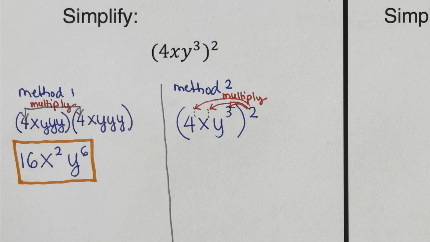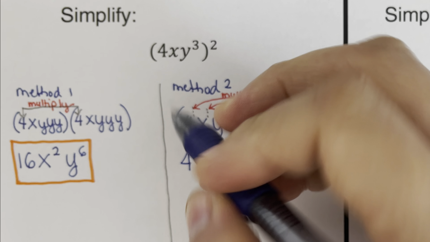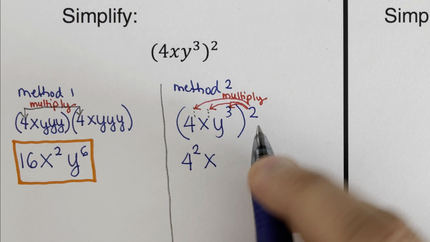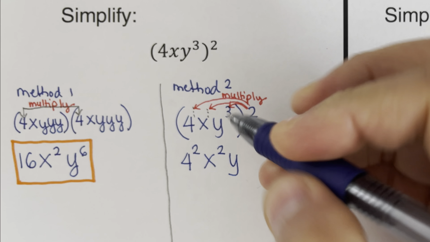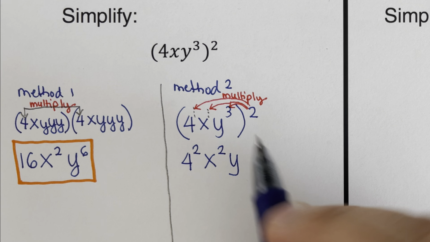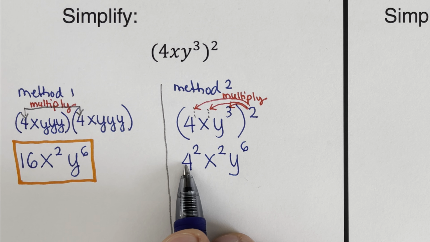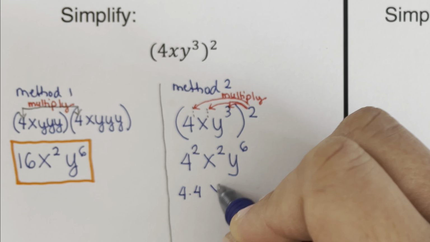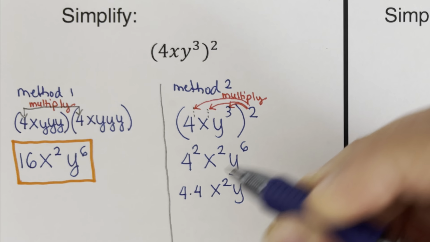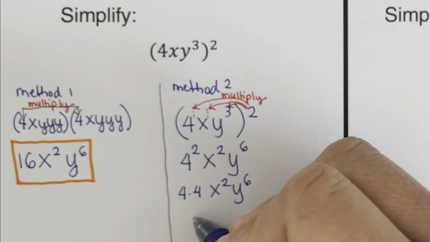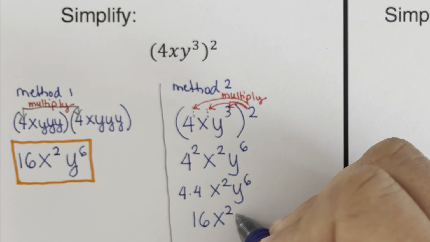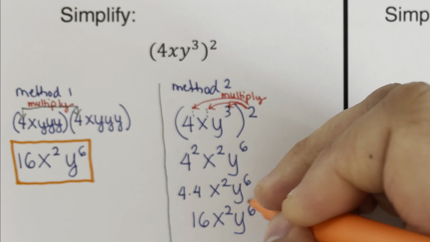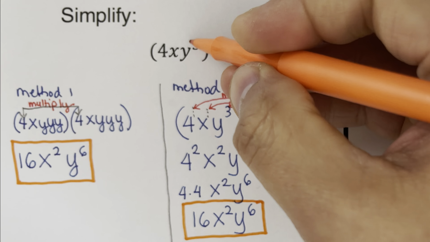So we can go ahead and rewrite this as 4 raised to the power 1 times 2 is 2. X raised to the power 1 times 2 is 2. Y raised to the power 3 times 2 is 6. So then 4 squared means 4 times 4. So we're going to multiply 4 twice. Then we have an x squared and then y to the 6. So 4 times 4 is 16. And so we get an x squared and y to the 6th. So this is the simplified version of this expression that we have up there.